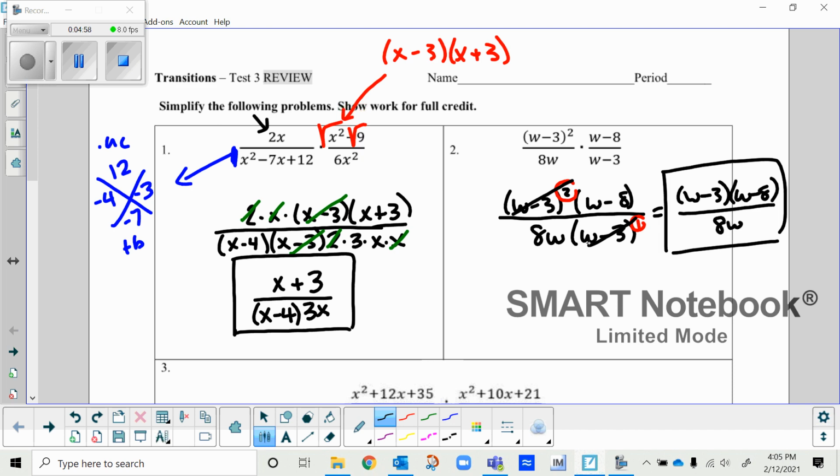And the 8s do not cancel for the same reason that I talked about in number 1, because the 8 on top is being subtracted, not multiplied. So it's not a factor that we can cancel.